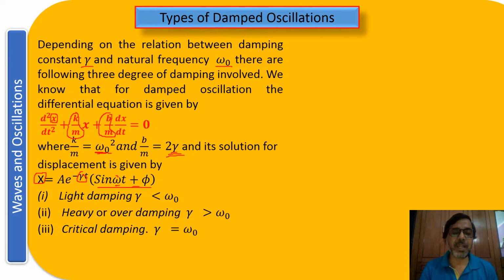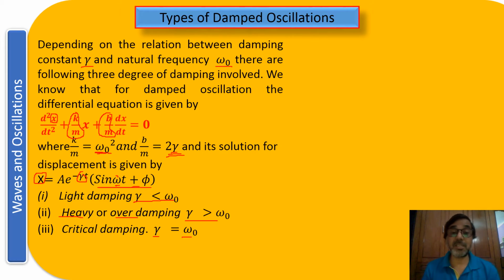First we are calling the light damping, where gamma is less than your natural frequency omega naught. Then second is called your heavy damping, or over damping, where gamma is greater than omega naught. Omega naught again is your natural frequency, and gamma is your damping medium. And third, omega is equal to gamma naught.